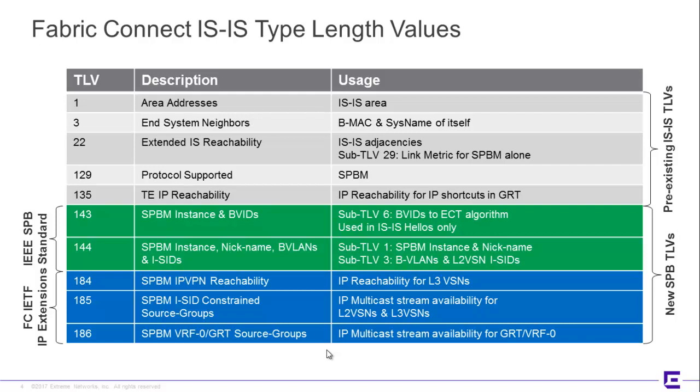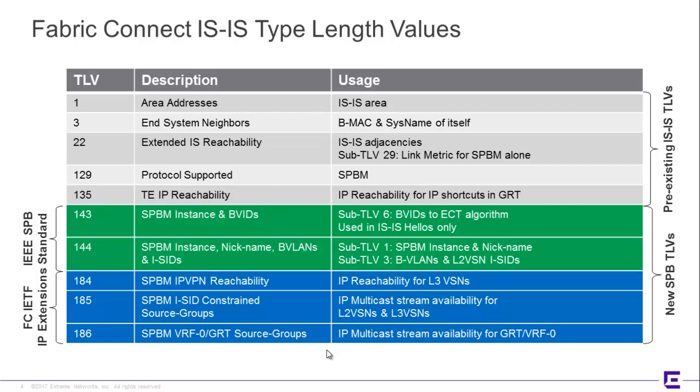First of all, we have the ISIS area. As we recall, our manual area is 10.01. We have our end system information, which is type length value 3. That's the BMAC and the sysname, so basically the BMAC and the system name of the element itself. Type length value 22 gives us the extended reachability or adjacencies. You will recall that switch 4 was connected to switch 1 and 3. You can see that our protocol is SPBM, obviously. And then you can also see that there is a type length value for IP reachability, which is for IP shortcuts in the GRT, and that's type length value 135. We will see that value because, as you will recall, we activated that at the time of our service setup for the node itself in the first video.